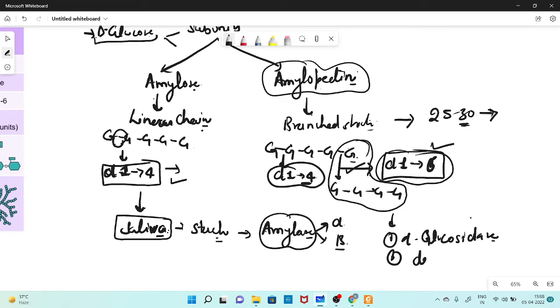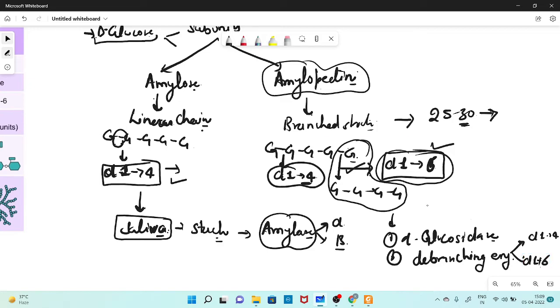The second one is your debranching enzyme. This debranching enzyme actually targets both alpha 1,4 and alpha 1,6 linkage. Right? So that's all about the starch.